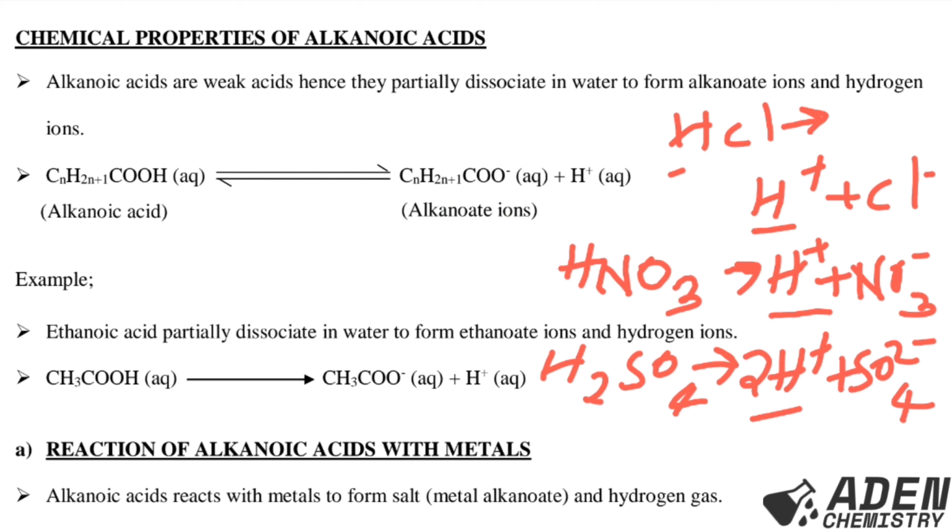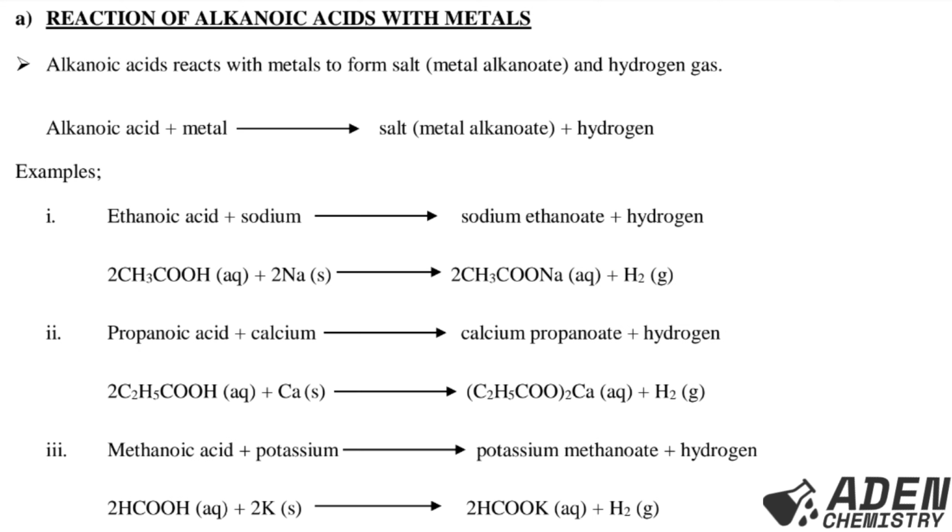So that means when you're writing a chemical equation, you assume that you are talking about hydrochloric acid or nitric(V) acid. They are going to have the same chemical equations or balancing as that of alkanoic acid. That means alkanoic acid will have the same balancing or way of writing chemical equations as nitric(V) acid and hydrochloric acid. So we go to part A, we are told reaction of alkanoic acids with metals. So I said alkanoic acids react with metals to form salt and hydrogen gas.